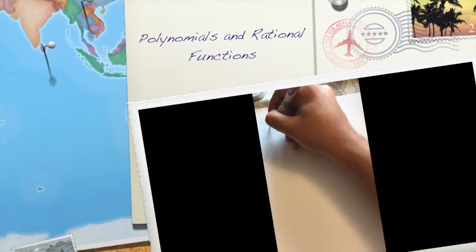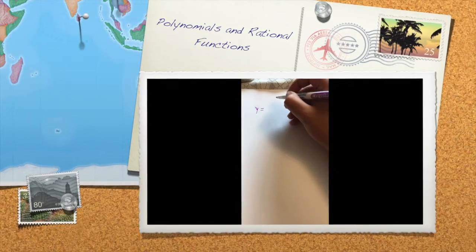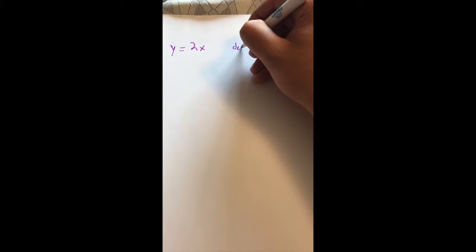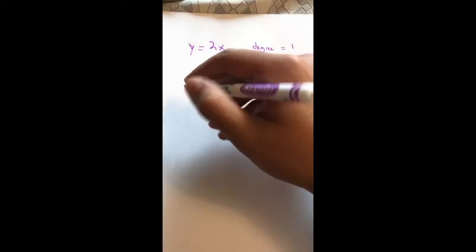Okay, so we're going to be talking about rational functions and polynomials in this video. So let's say we have this function y equals 2x. As you can see, the x has no exponential value. Therefore, the degree of it is just 1.